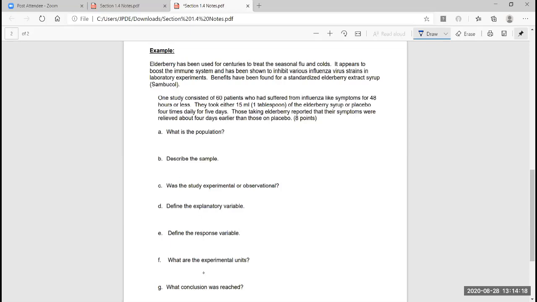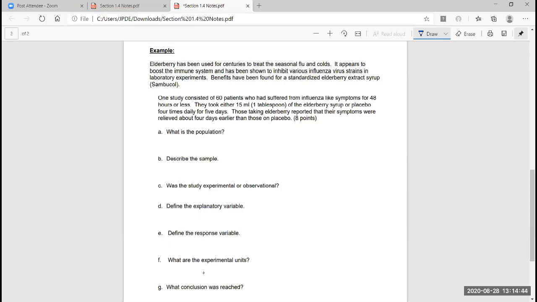So this one is talking about elderberry, and it's been used for centuries to treat seasonal flu and colds. It appears to boost the immune system, and it has been shown to inhibit various influenza virus strains in lab experiments. Benefits have been found for a standardized elderberry extract syrup. So this would be more of a natural treatment for the flu and cold.